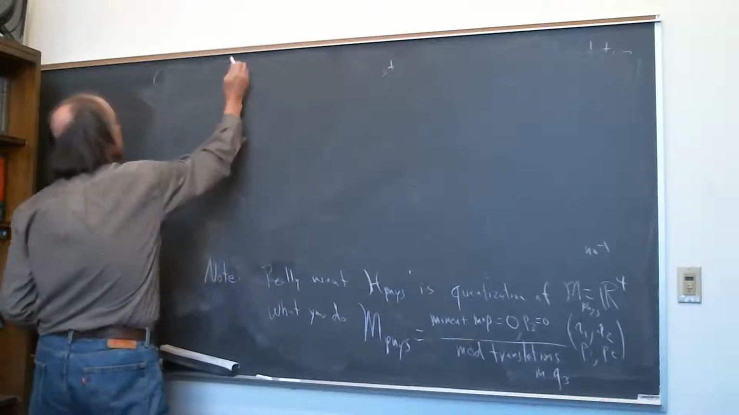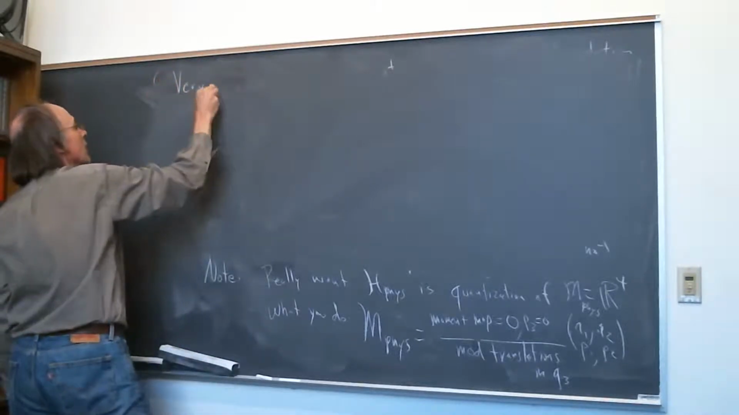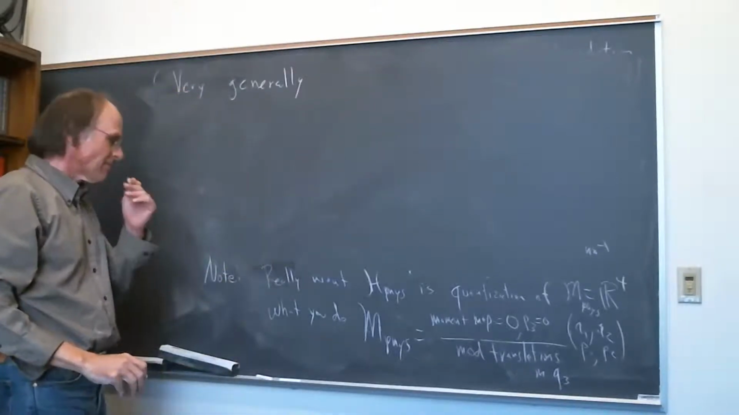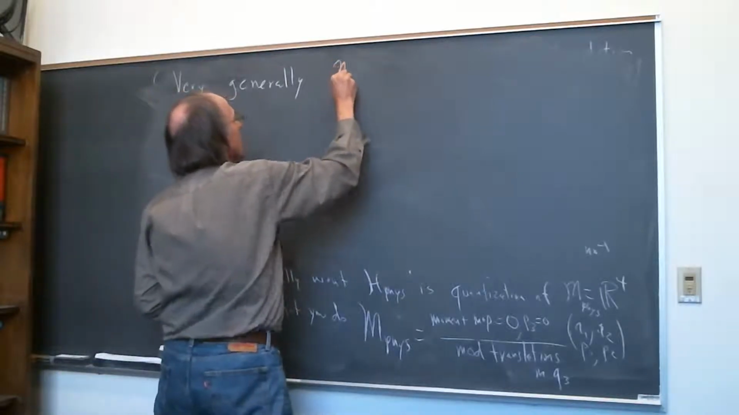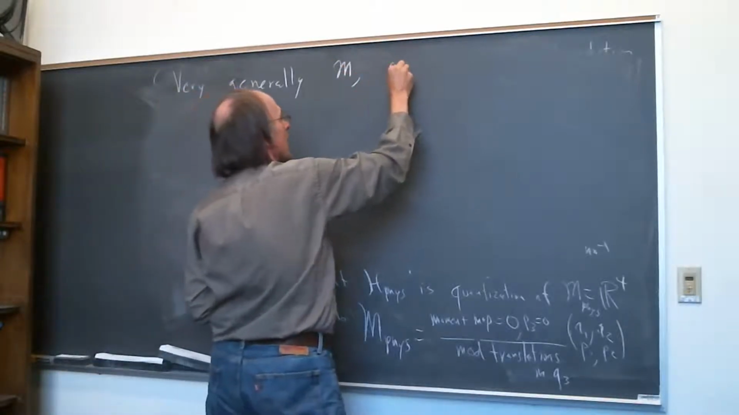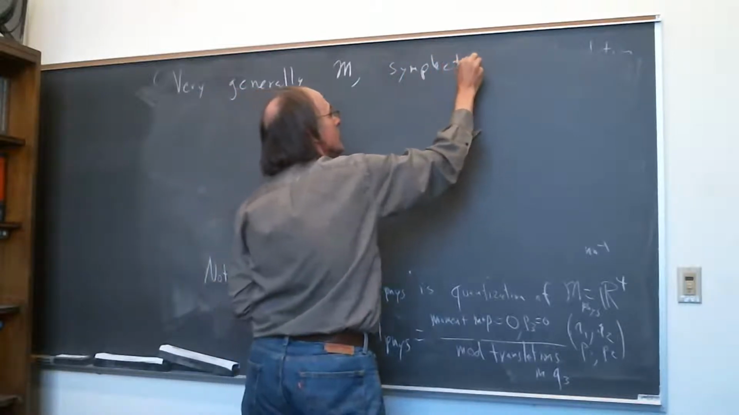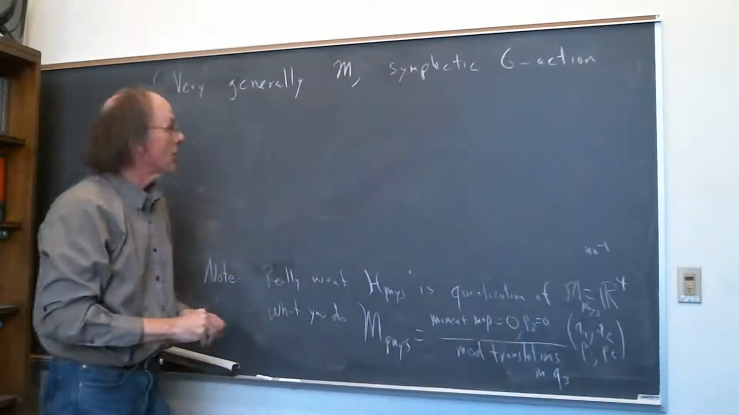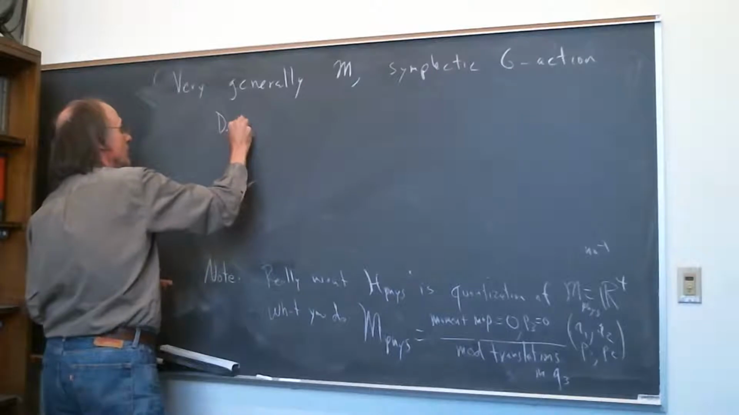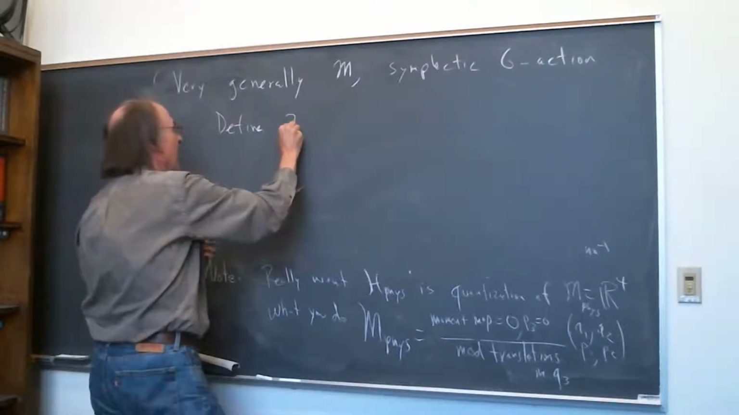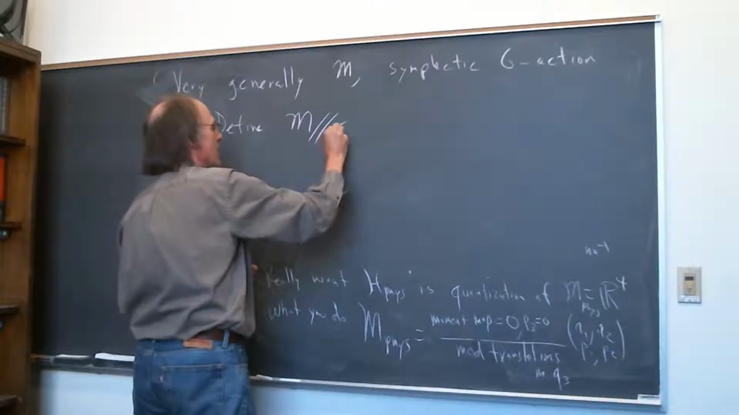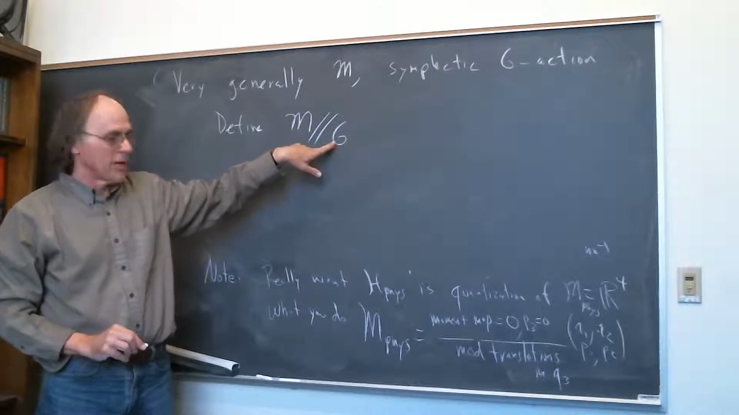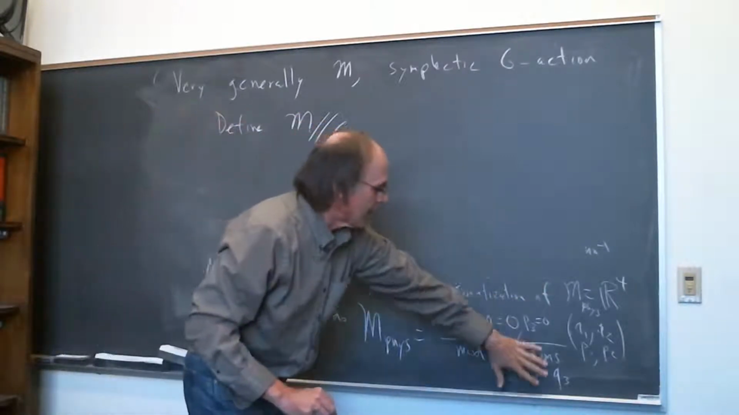So very generally, if you have M with a symplectic G action, what you can do is define M and then this double slash G. So we're taking the quotient by the G action, but in this kind of phase-space way.